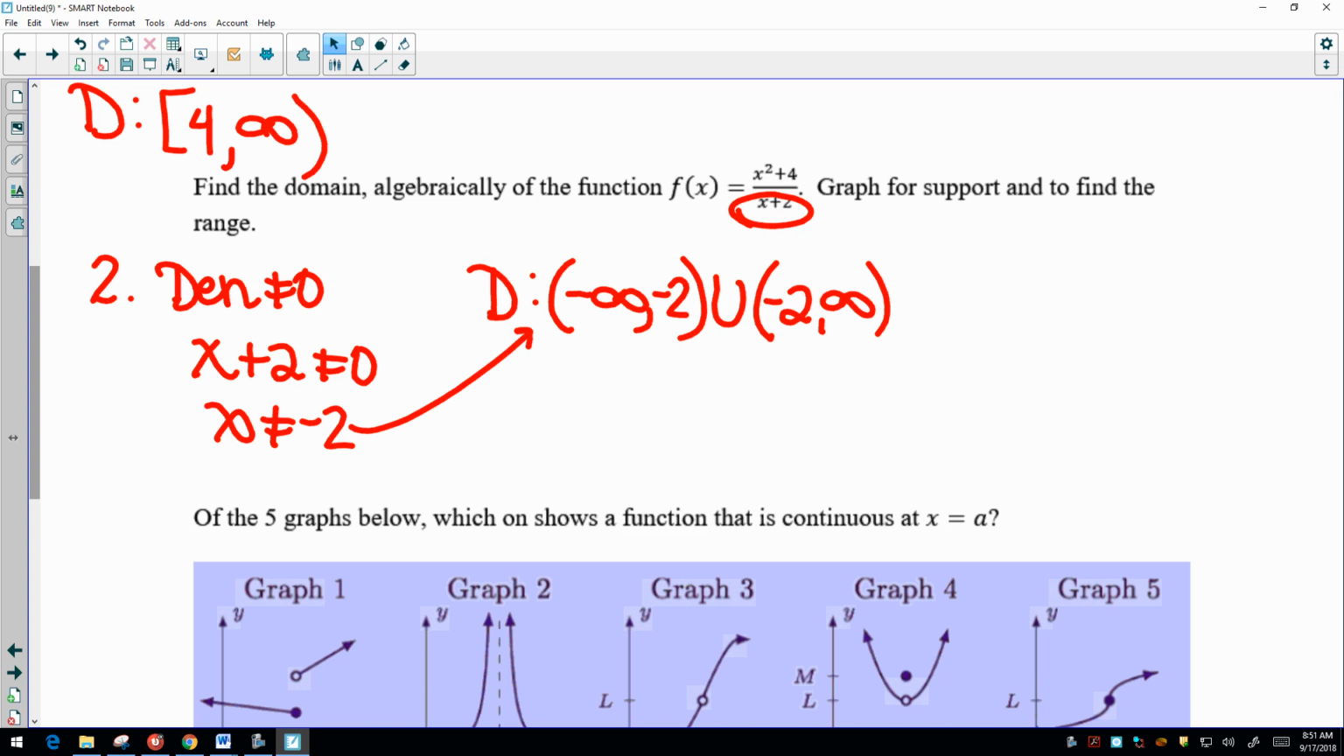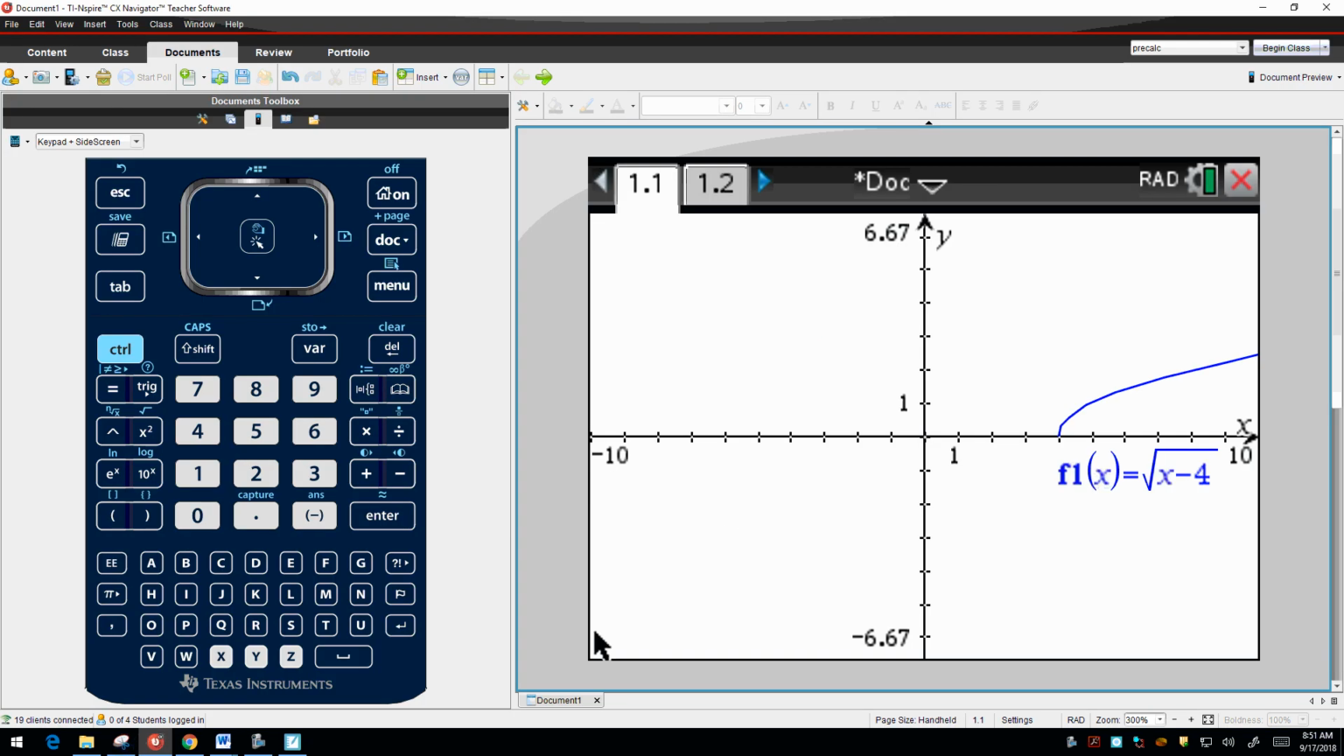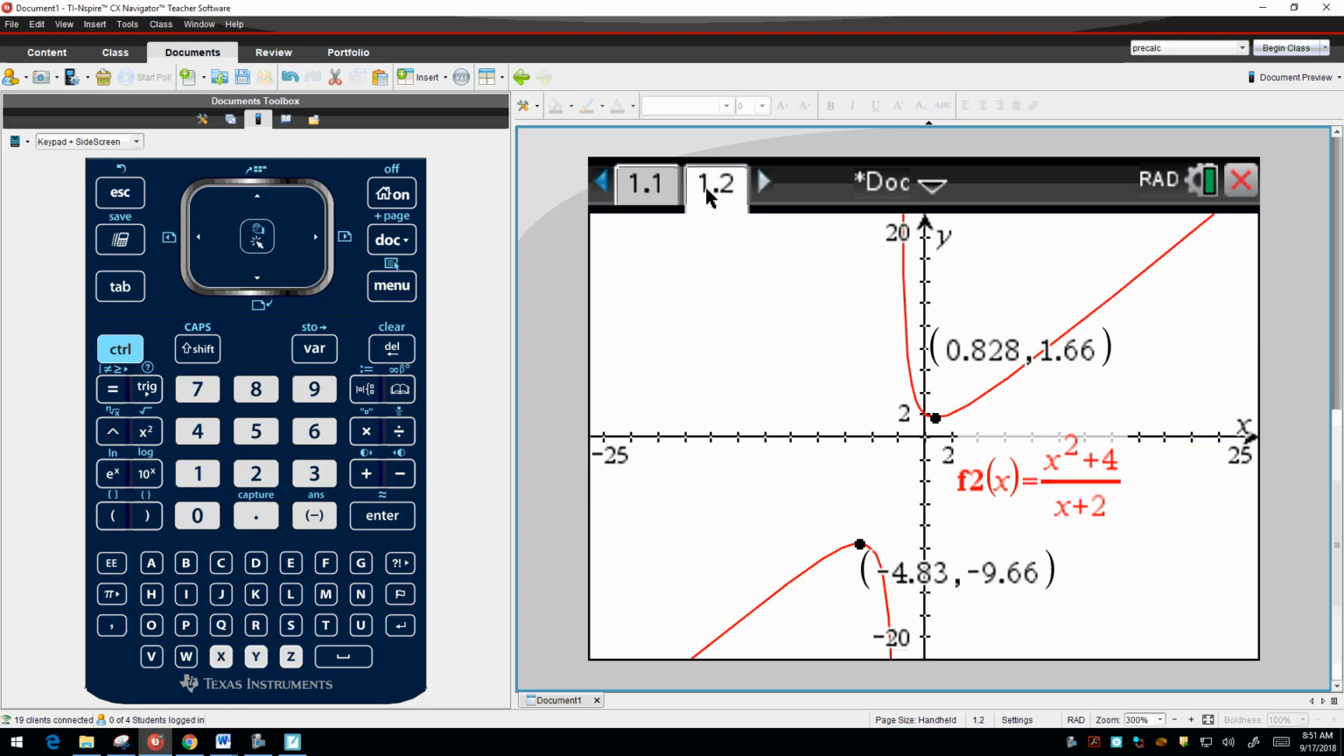And if we were to go to our graph, we could take a look at the graph and say, all right, well, what does that look like graphically speaking? All right, well, at negative 2, I can see there is an asymptote at negative 2. There's no value at negative 2. So my graphical representation satisfies and supports my algebraic.